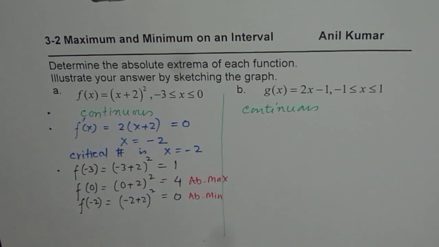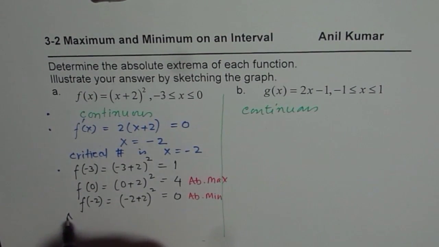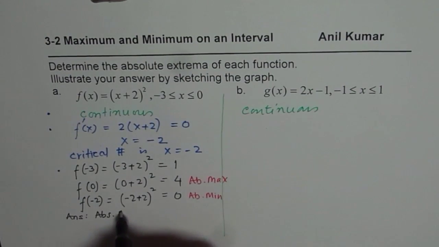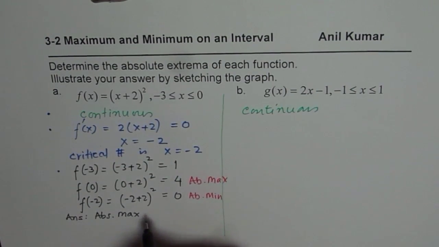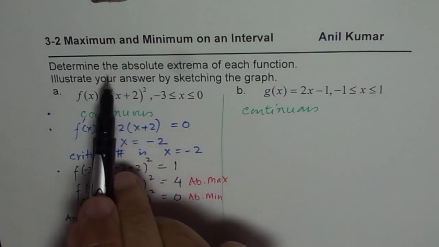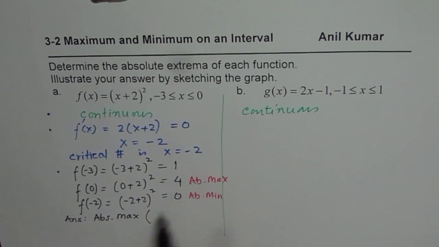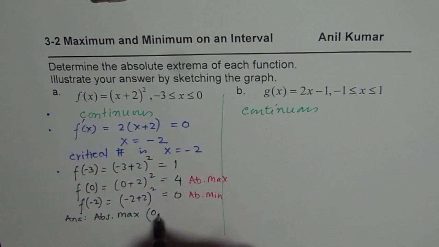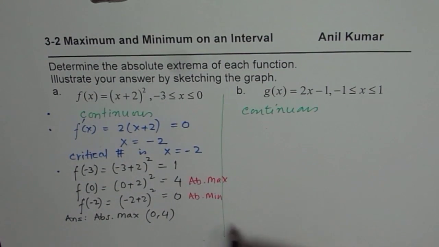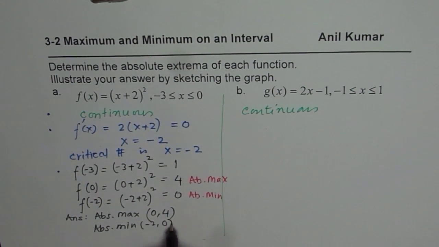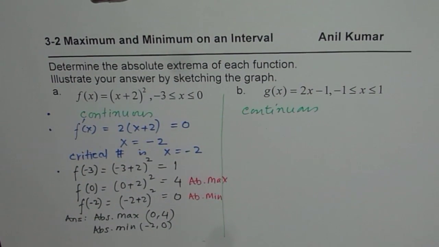Is it okay? So that is how you should be answering the question. And therefore, you can write down the answer for the absolute extrema of the function: the absolute maximum is at 0 and the value is 4, right? And the absolute minimum is at minus 2 and the value is 0. I hope that is absolutely clear.